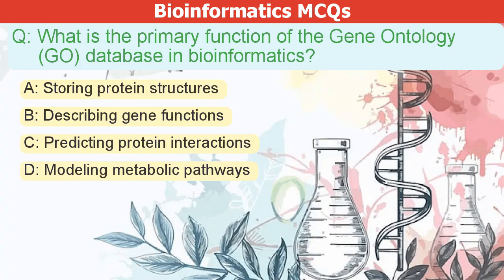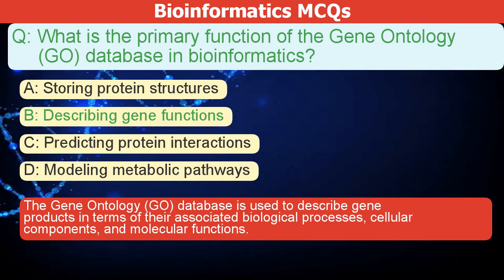What is the primary function of the Gene Ontology (GO) database in bioinformatics? A. Storing protein structures. B. Describing gene functions. C. Predicting protein interactions. D. Modeling metabolic pathways. The correct answer is B. The Gene Ontology (GO) database is used to describe gene products in terms of their associated biological processes, cellular components, and molecular functions.